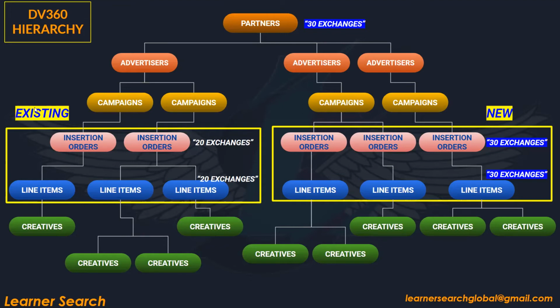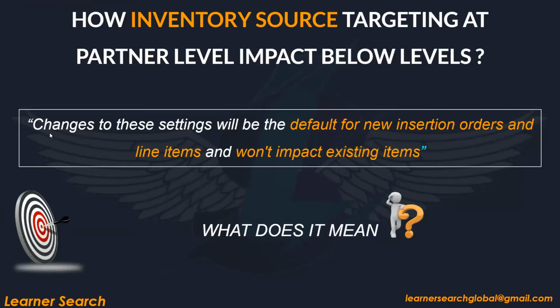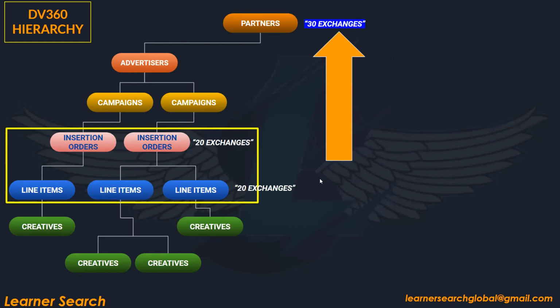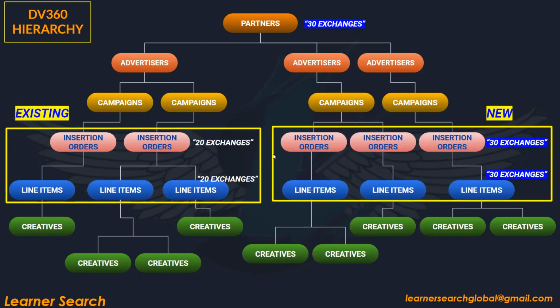Whereas the existing ones, so this is the existing one, this is the new one. The new one will inherit all the exchanges, 30 exchanges, from the partner level. Whereas the old, existing one will not inherit, because as per the notes mentioned here, changes to these settings will be the default for new ones and won't impact existing ones. So this is how it works.